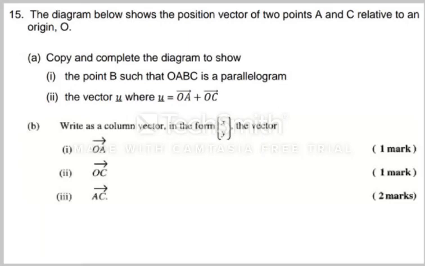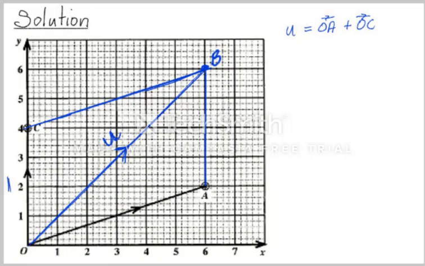Then we're asked to express as a column vector in the form (x, y) the vectors OA, OC, and AC. So we're at B(i). We need OA. We've done this many times already. It's a position vector. A is the point (6, 2), so OA is the position vector (6, 2). We could also show it very easily. This is 1, 2, 3, 4, 5, 6 to the right, and 1, 2 up. So OA is the vector (6, 2).